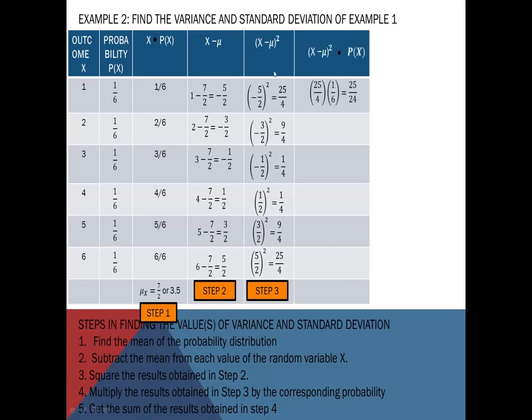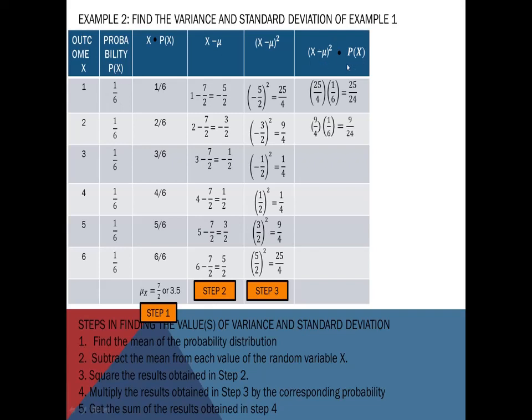Again, if you're going to multiply fractions, you just have to multiply numerator by numerator, denominator by denominator. So, 25 times 1 is 25, 4 times 6 is 24. The 25 over 4 comes from step 3, and the 1/6 is your probability. Okay?